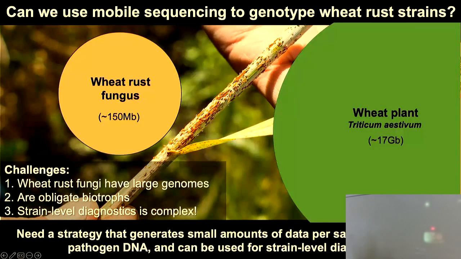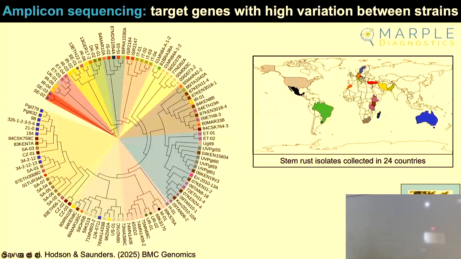We needed something that would generate small amounts of data per sample so we could multiplex, but also enrich for the pathogen DNA so we didn't get drowned out by the wheat genome, and use this for strain-level diagnostics, which was also going to be very complicated. So here we turned our attention in the lab to the potential of amplicon sequencing and targeting genes with high variation between individual strains. And the reason we could utilize amplicon sequencing is because we'd already done quite a lot of studies doing genome sequencing of various isolates of our wheat rust pathogens.